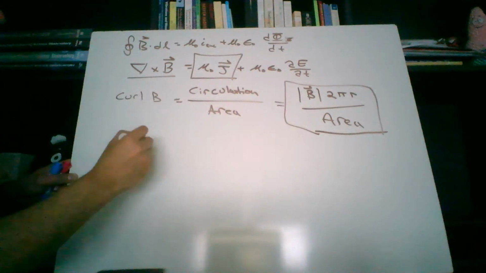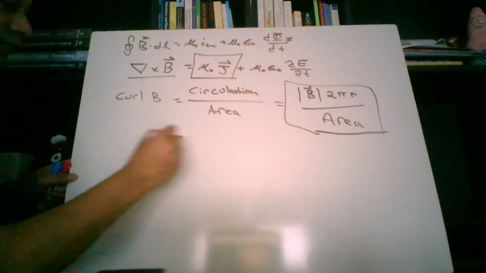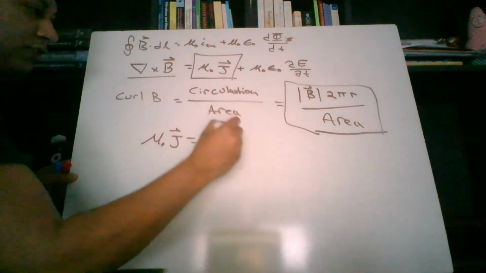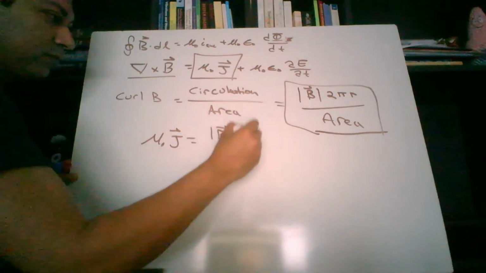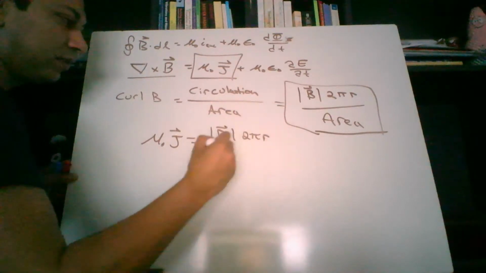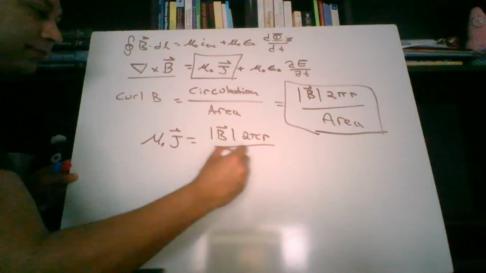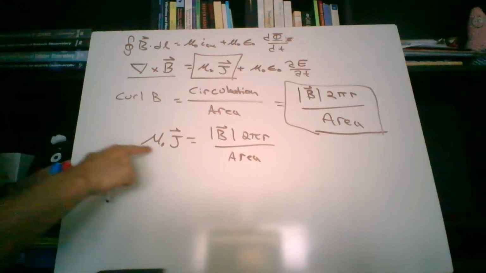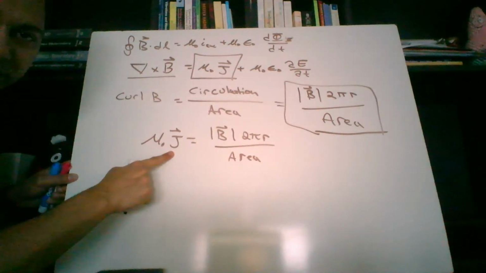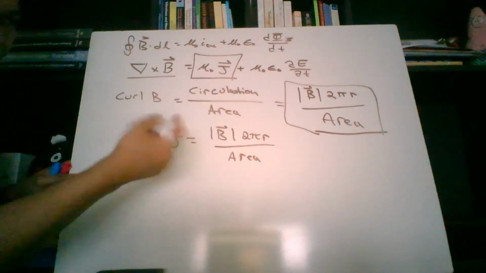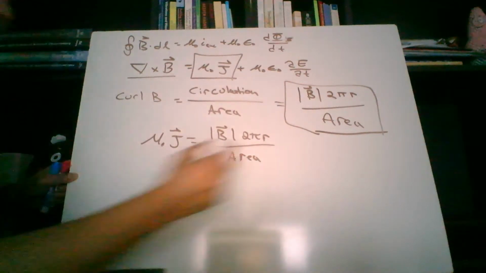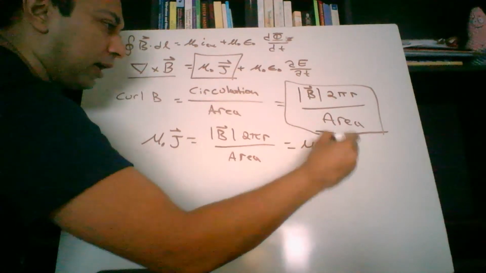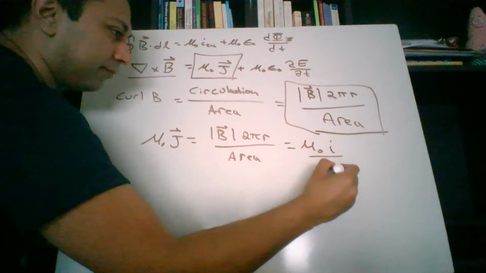and we end up with mu naught J is equal to the circulation divided by the area. Well, is that true? Okay. Well, J is the current density. The current density is just I over A. So we could rewrite this as mu naught I divided by the area.